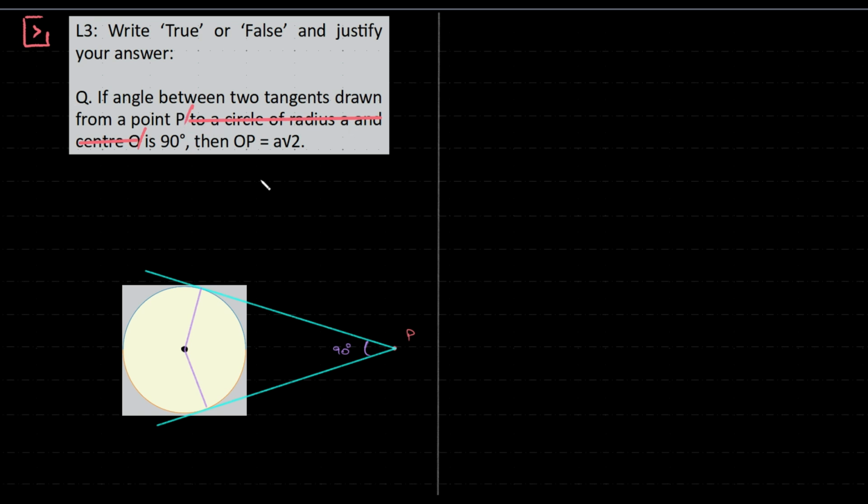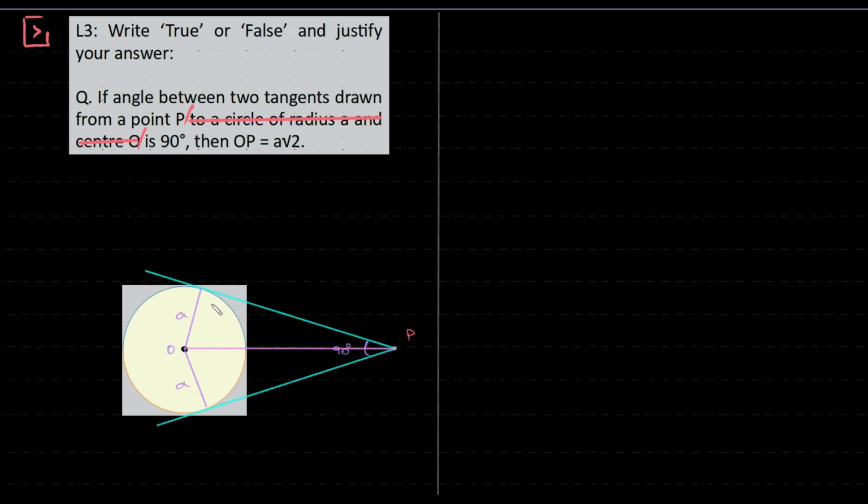To a circle of radius A. So this is of A unit length and the center is O. Then OP, we have to join this. Okay, that's not at all visible. Yeah, this OP is A root 2 is what we have to check.